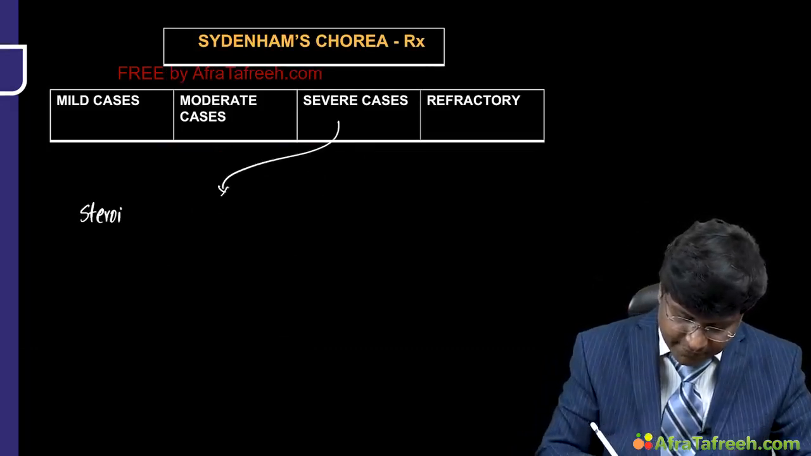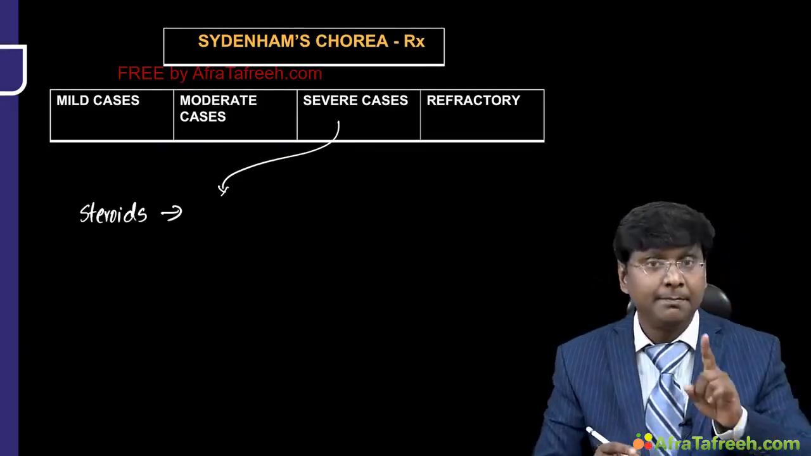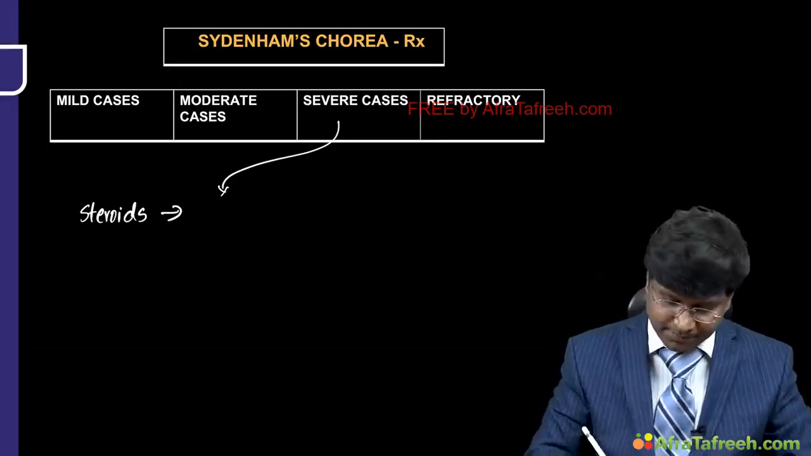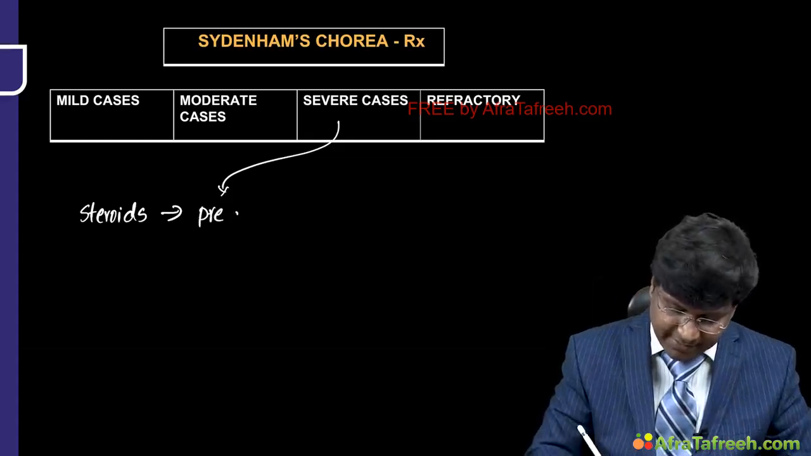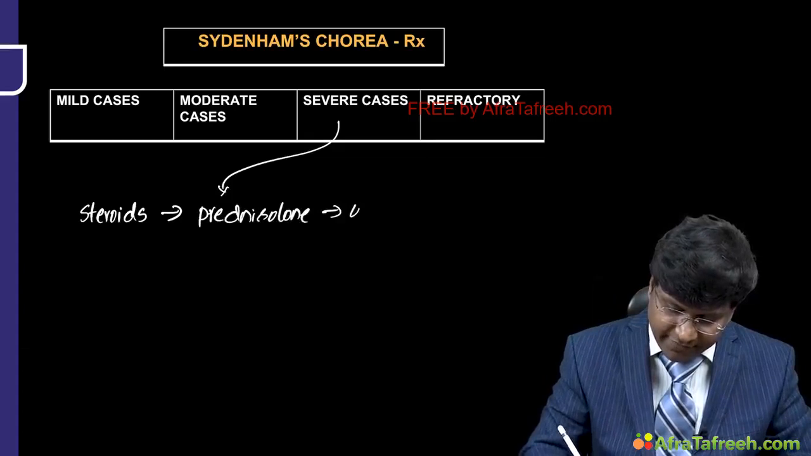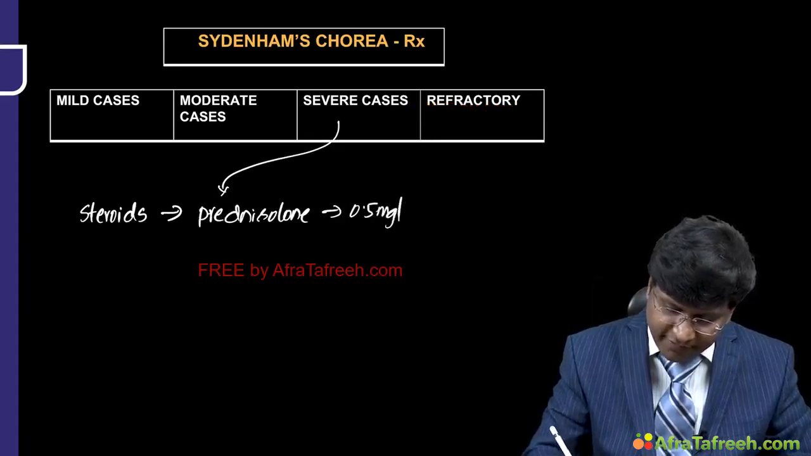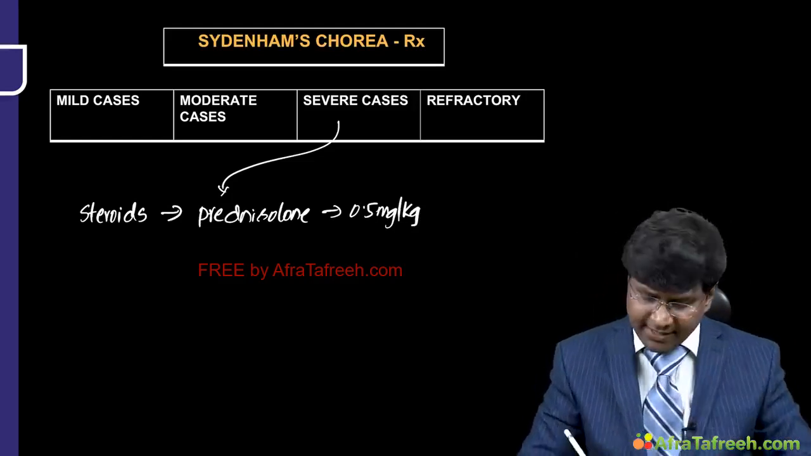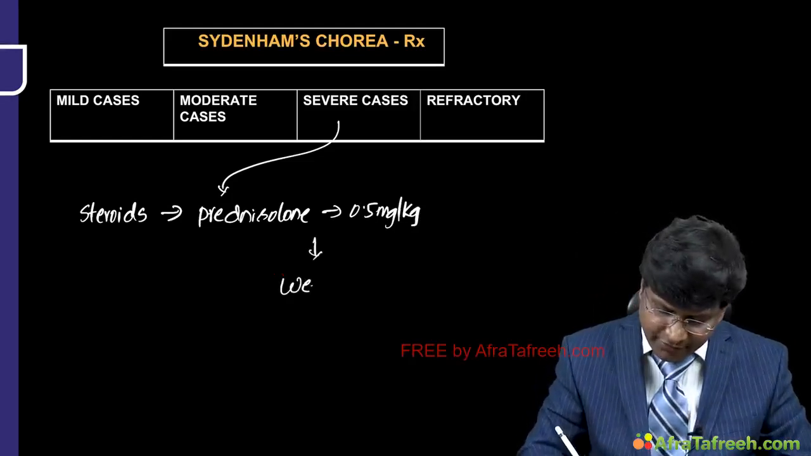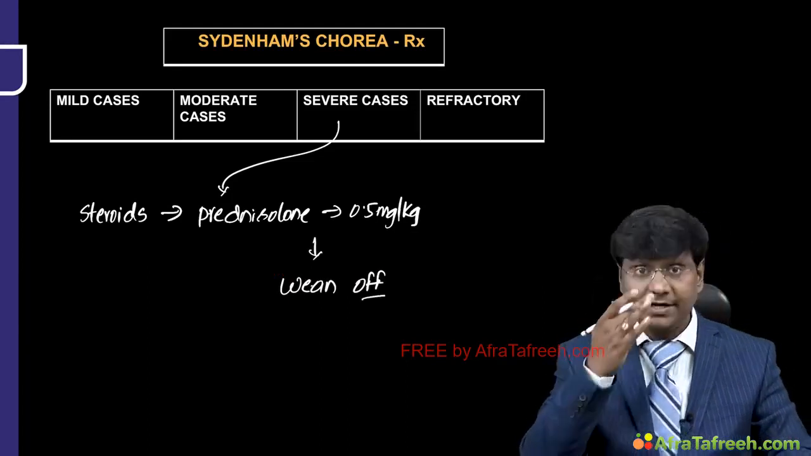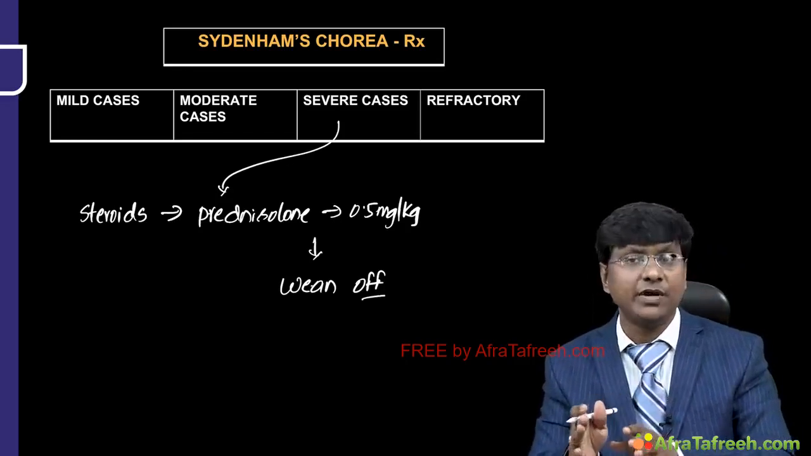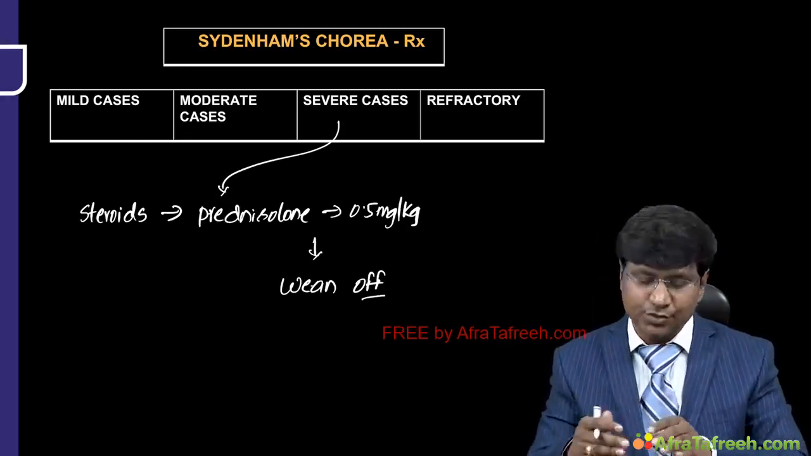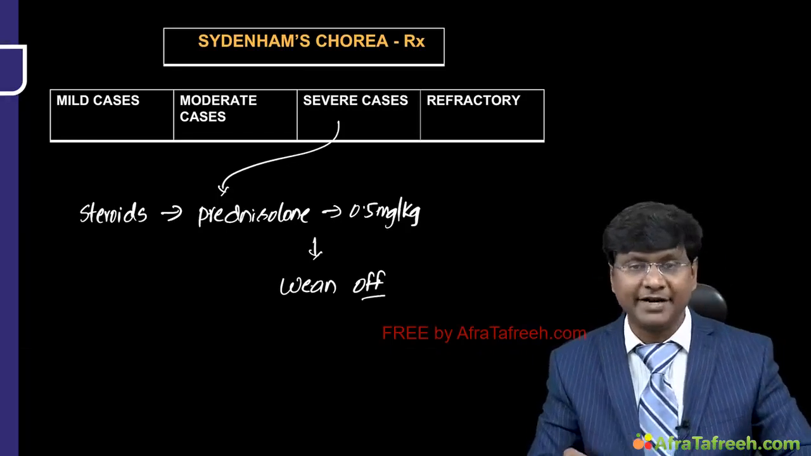And the steroid you are giving is prednisolone or prednisone. Same. This prednisolone, whatever you are giving, you have to give at a dosage of 0.5 milligrams per kg per day, right? You have to give it for a week, and then after 1 week, if the symptoms are reduced, you wean off this particular prednisolone.